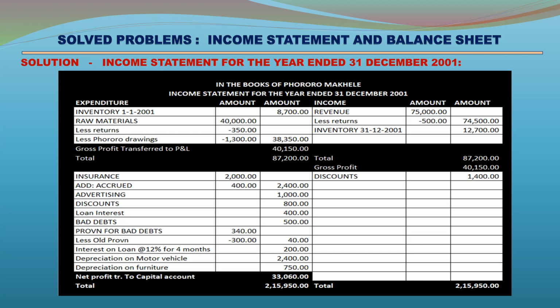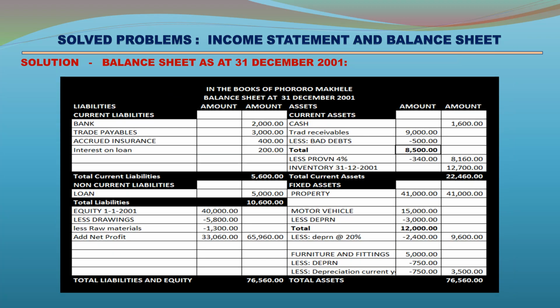account. Total expenditure including net profit is 215,950. Total revenue, gross profit plus discount, is 215,950. Balance sheet as at 31st December 2001 in the books of Fororo Makhili.